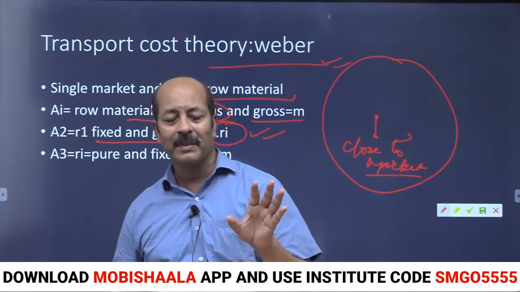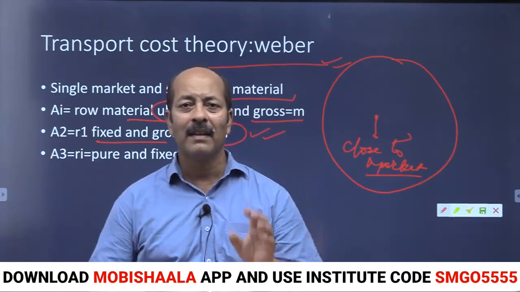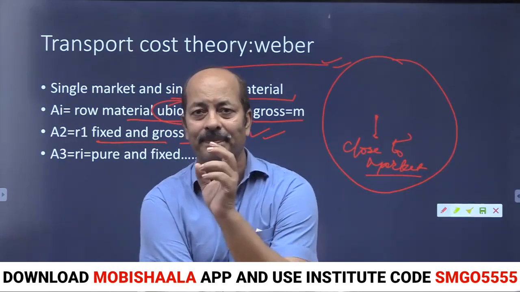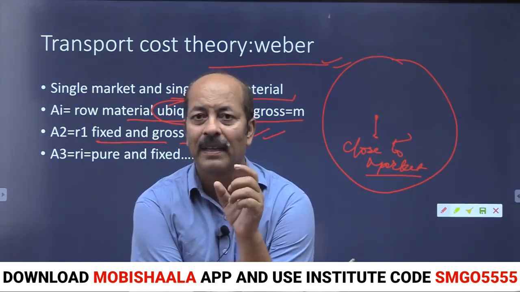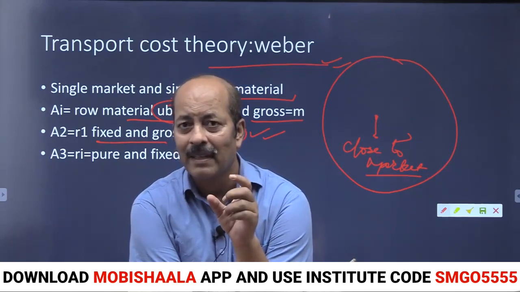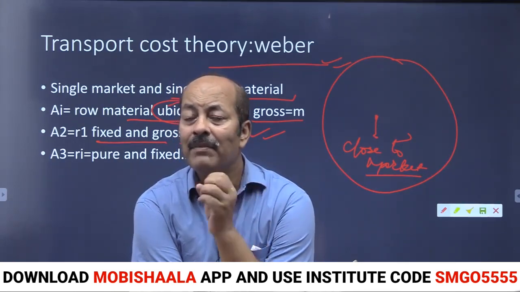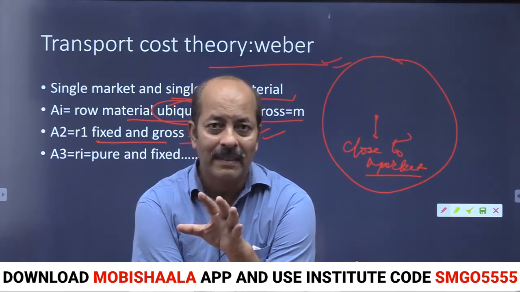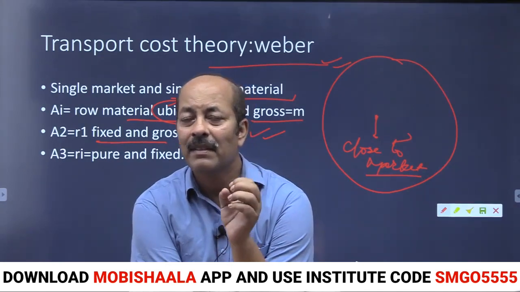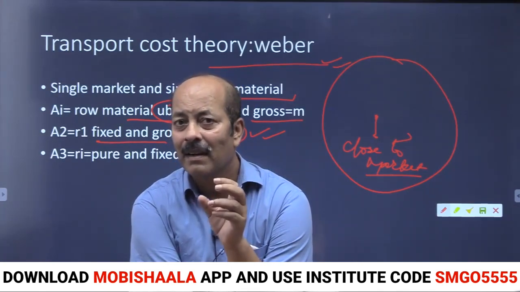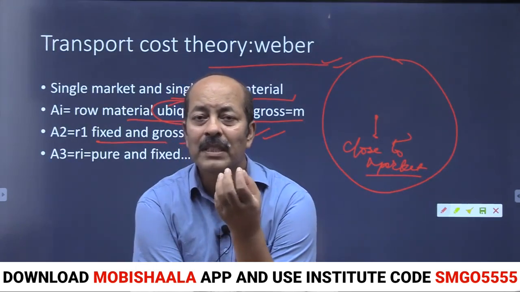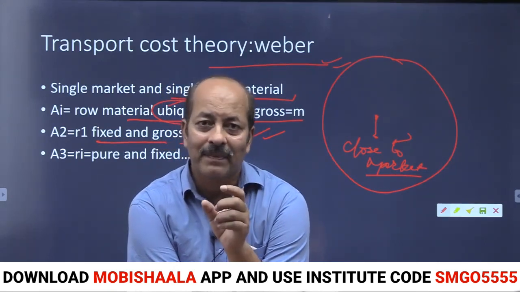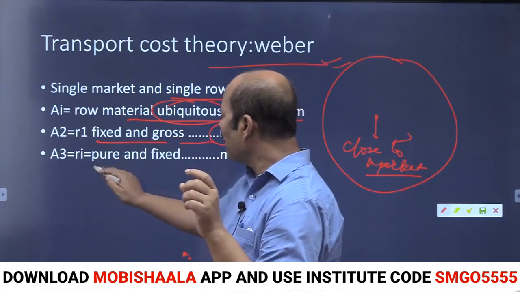I am again giving you the concept. In a single raw material area, there will be three conditions. Just try to understand. The first thing, if there is ubiquitous raw material, meaning the raw material which can be available everywhere, then the industry will be located close to the market area. The second thing, if the industrial raw material is very heavy, the gross one, to reduce transport cost, the industry will be located close to the raw material area. And the third case, you have pure raw material.